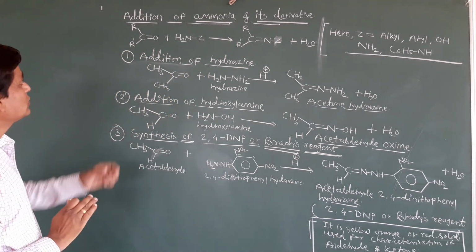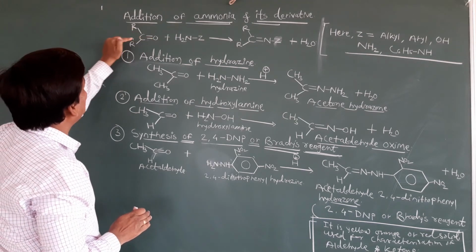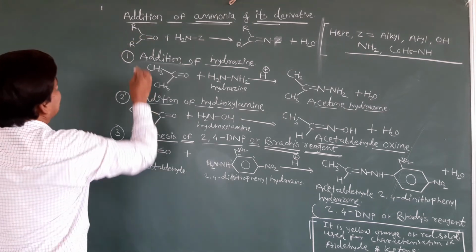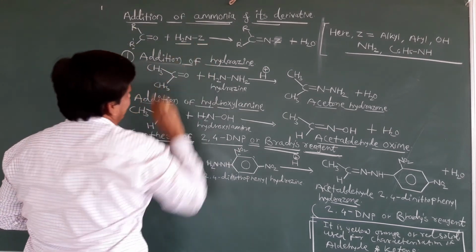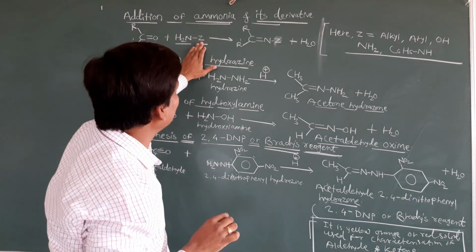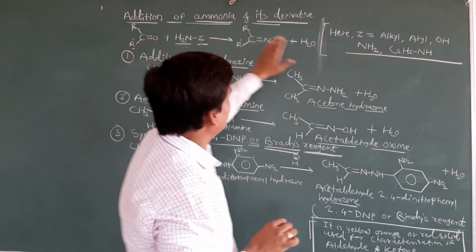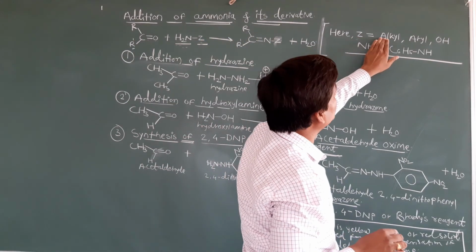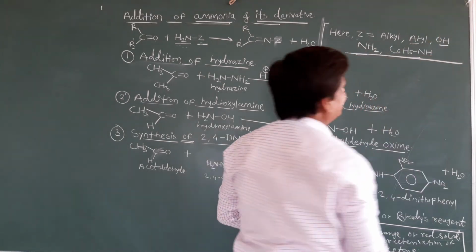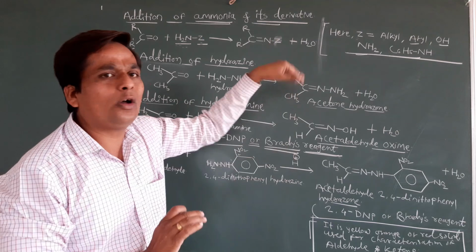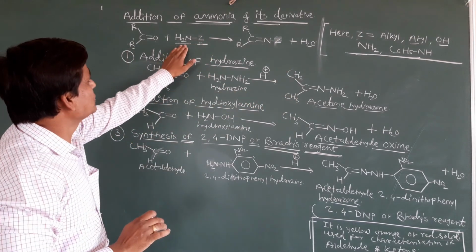Just we'll see here. I have taken one general example of a ketone, R-C=O-R', plus NH2Z. Z is a common term I am using here. NH2 is the amine group, and Z stands for any alkyl group, any aryl group, or hydroxy group, or amine group, or C6H5NH. Instead of all those things, I am using one common term, Z, in NH2Z.